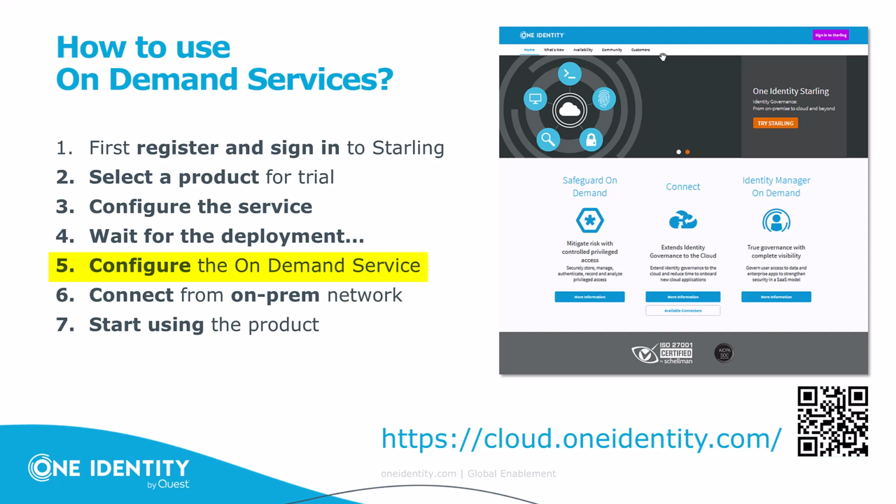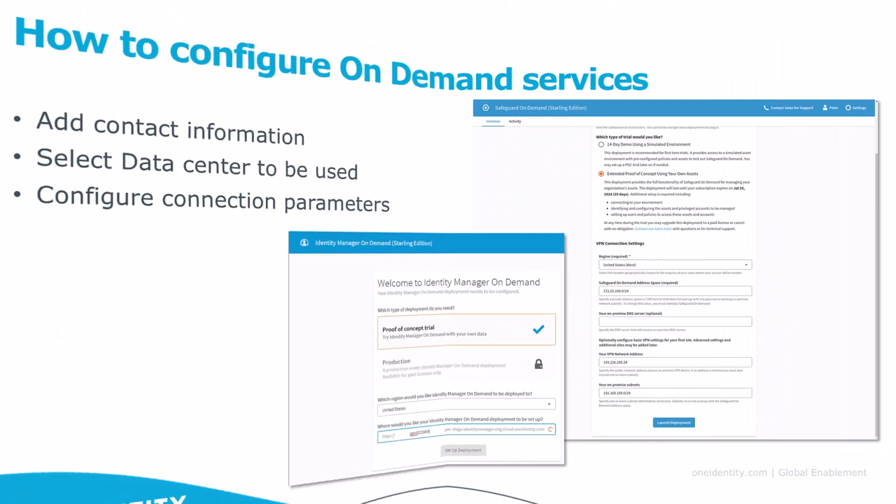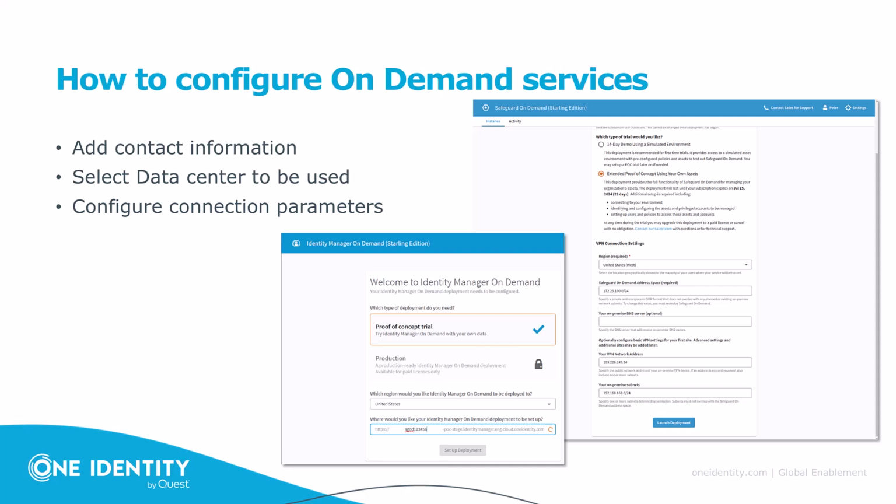When it's done, you can configure the service. Note that during the trial period, which is 30 days, you have exactly the same functionality with the purchased product or the purchased service. Exactly the same. So when the configuration is done, you can connect your on-prem network via the VPN, and now it's ready to start using the product. When you configure on-demand services, you have got two selections.